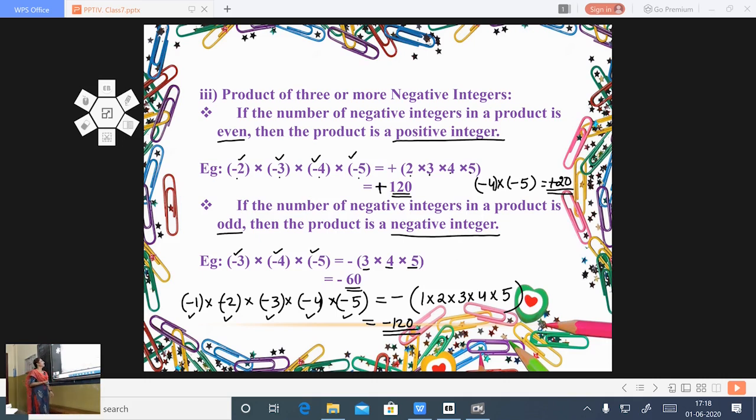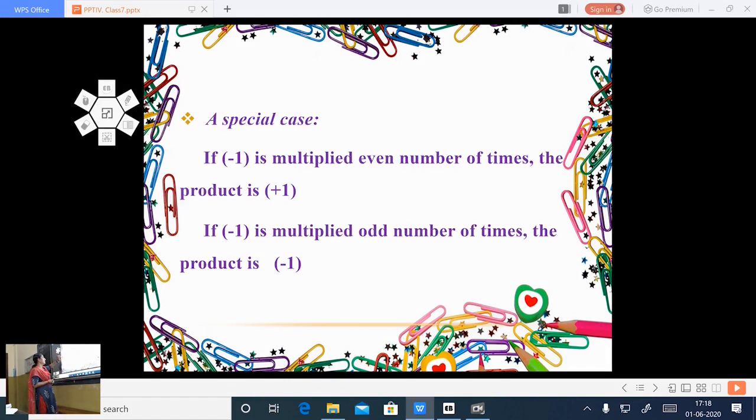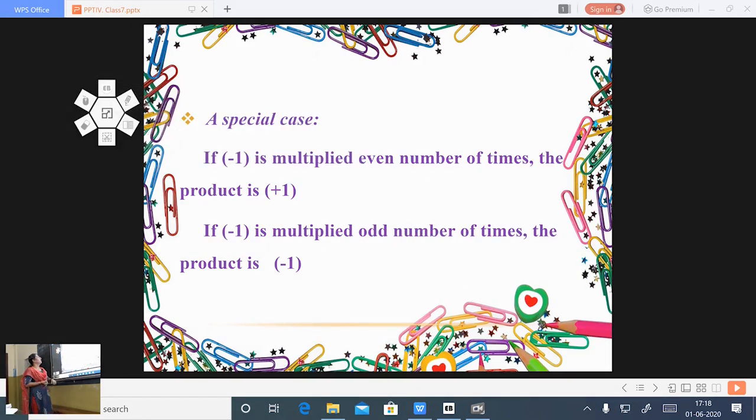Is it clear? So now let us see one special case, that is, if negative 1 is multiplied an even number of times, the product is positive 1. For example, we can consider minus 1 into minus 1 into minus 1 into minus 1.